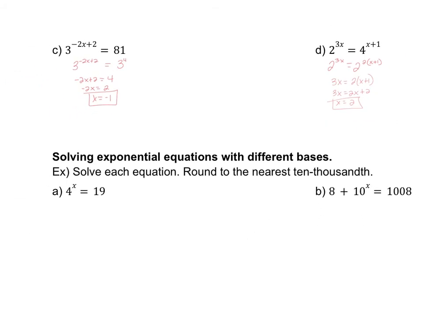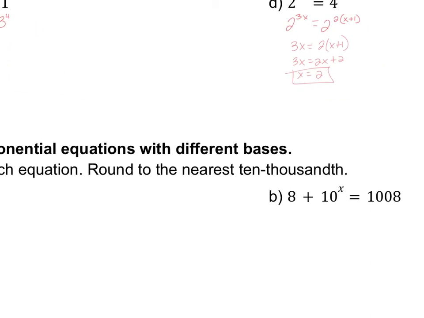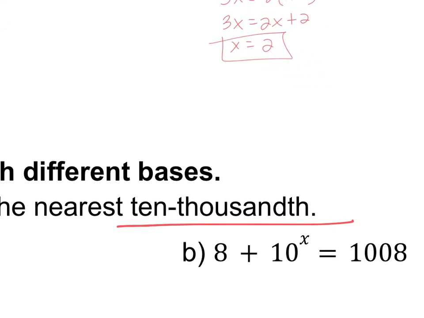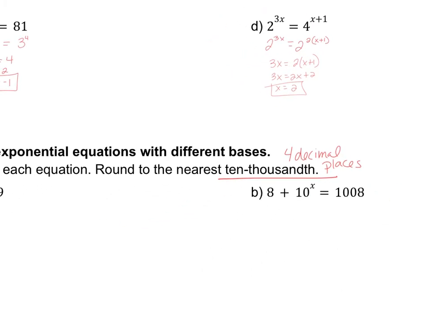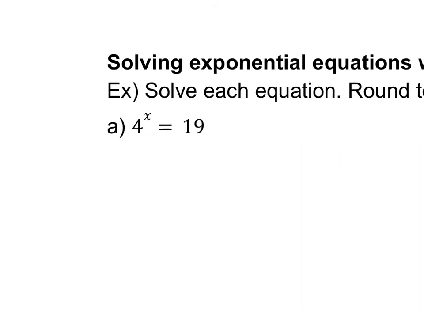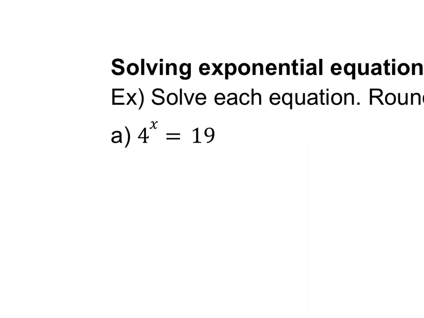Now, this is something that's new. For some ridiculous reason, they want us to round in the book to the nearest 10,000th. That's not really a common place to round. Just to give you a heads up, that's 4 decimal places. Okay, so we're going to do the same thing on this. Okay, so we've got 4 to the x equals 19.